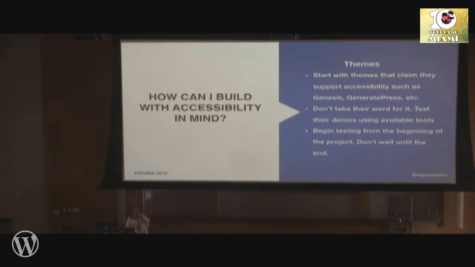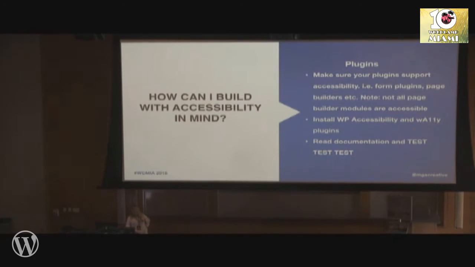And let's go on. Plugins. Make sure your plugins support accessibility. Form plugins. There's actually an add-on in the WordPress repository for Gravity Forms to make them more accessible. Just a little free add-on to Gravity Forms. Page builders. Not all modules in page builders are accessible. Usually the accordions and the tabs and things like that are, but not all. Again, test. Install the WordPress accessibility plugin.